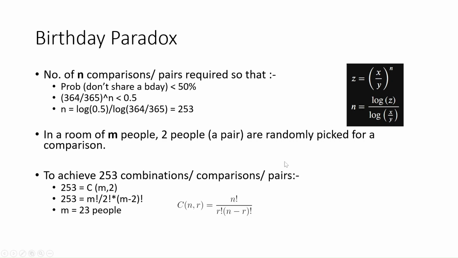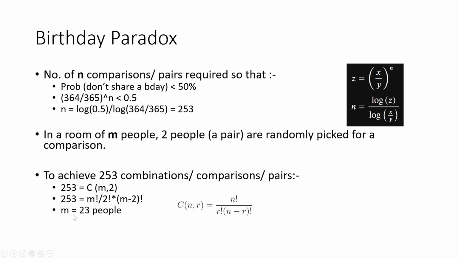So if we take the combination formula, 253 pairs can be picked from m people in a manner shown in this formula, which is the combination formula. Here we have to solve for m, which is the total number of people. Since we pick only 2 people at a time to make a pair, the r part here is 2. So n becomes m and r becomes 2. And then we have to solve for this m.